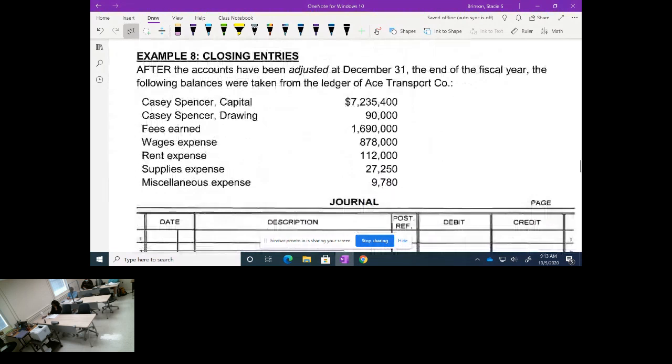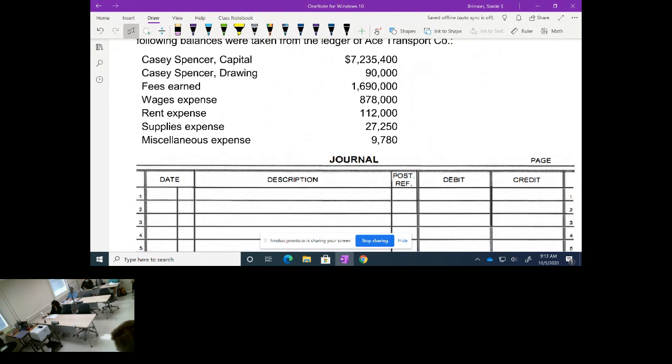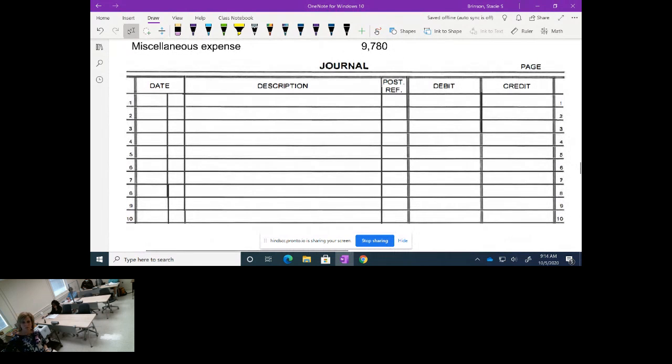All right, so we have example 8 here. Our instructions say after the accounts have been adjusted December 31st, these are the balances from the ledger. So we need to journalize the closing entries. Okay. So we are journalizing the closing entries. All right, so our date's going to be December 31.